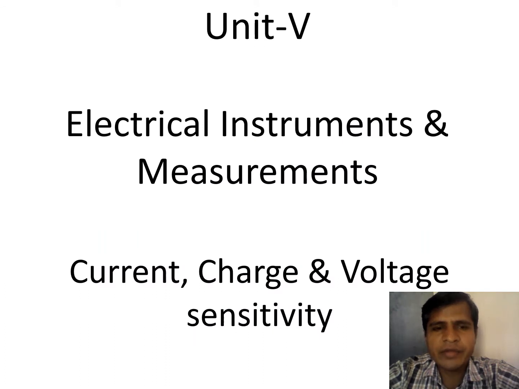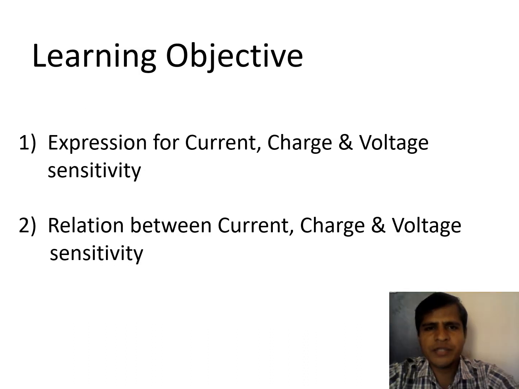43rd session, Unit 5, Electrical Instruments and Measurements. In this session, we will be discussing how to measure current sensitivity, charge sensitivity and voltage sensitivity with the help of a ballistic galvanometer. The main learning objective of this session is, firstly, to find out the expression for current sensitivity, charge sensitivity and voltage sensitivity. Secondly, we will be finding out the relation between these three quantities: current sensitivity, charge sensitivity and voltage sensitivity.